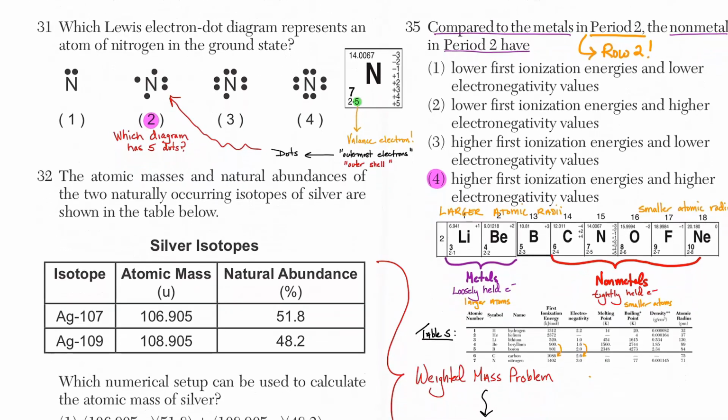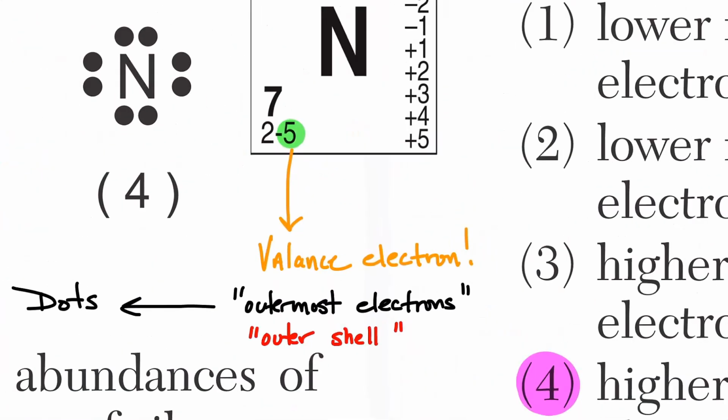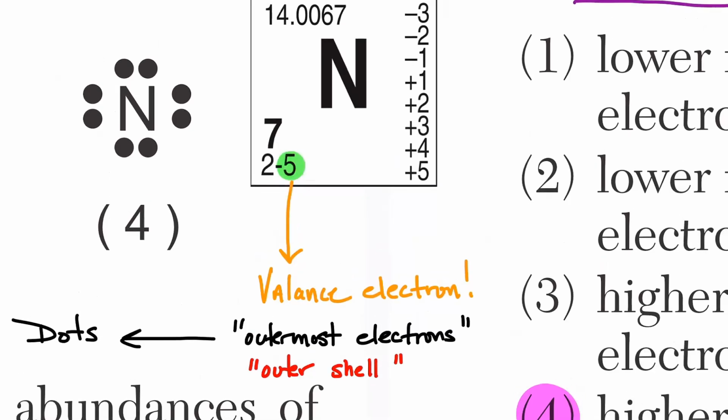We're in atomic structure, and now they want us to do a Lewis dot diagram of an element. Very simple. The dots that you have to draw for the element are the valence electrons. These are the electrons that are in the outermost shell. The arrangement of electrons in nitrogen: notice atomic number 7. That's the proton number. That's also the electron number, because positive 7 with a negative 7 gives you 0.